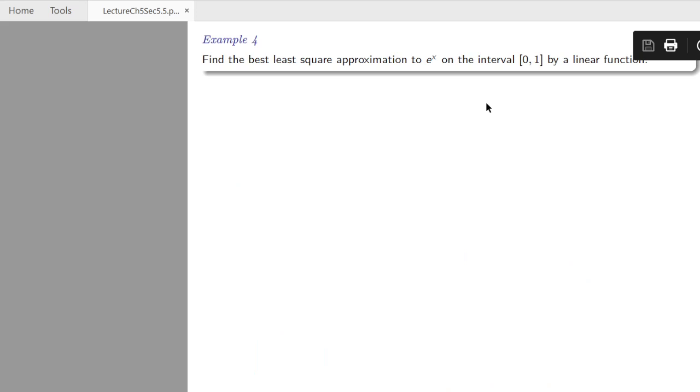Let's take a look at an example for the last square. The question is, we want to find the best least square approximation to the function e to the x on the interval between 0 and 1 by a linear function.